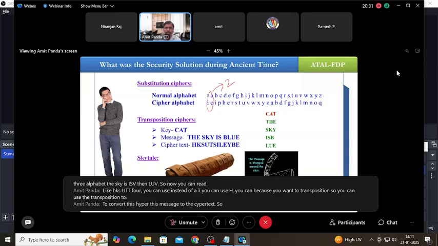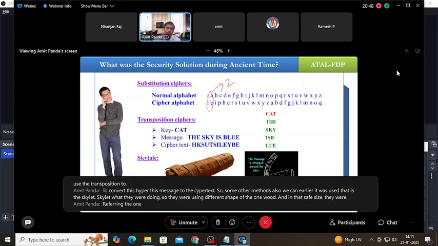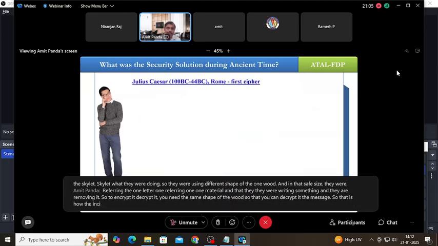Some other methods were also used earlier, that is the scytale. What they were doing was using wood of a particular size and shape, and they wrapped a strip of material around it and wrote something on it, then removed it. To decrypt, you need the same shape and size of wood so that you can decrypt the message. That is how they were doing it in ancient times.